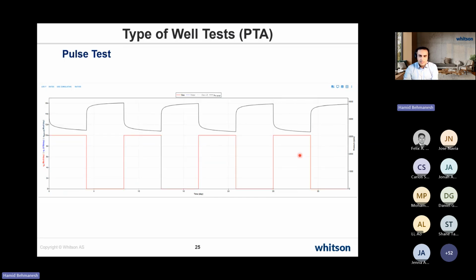The next test is the pulse test. So we produce and shut in, produce and shut in. These are the pulses that are propagated into the reservoir, and there's a monitoring well that's collecting these pulses. Depending on the strength of the pulse and how the pulses propagate in the reservoir, we're going to identify some of the reservoir characteristics.